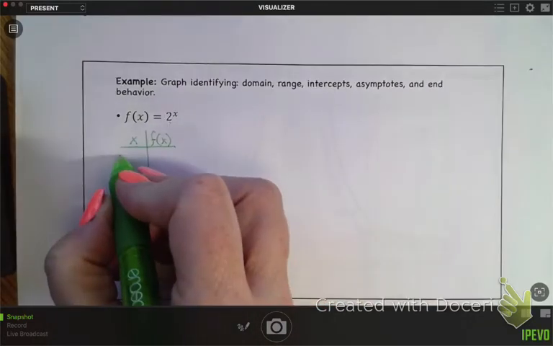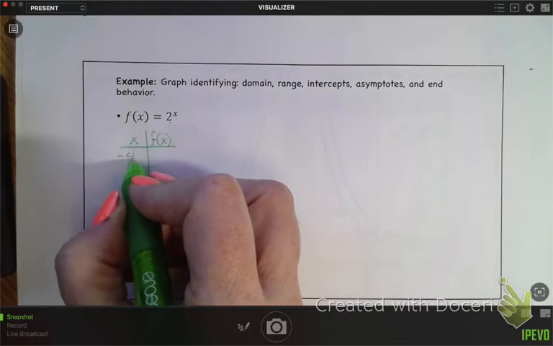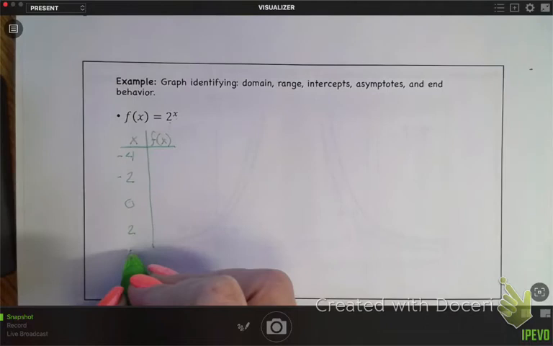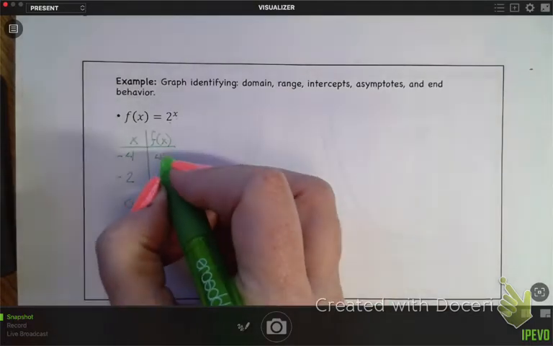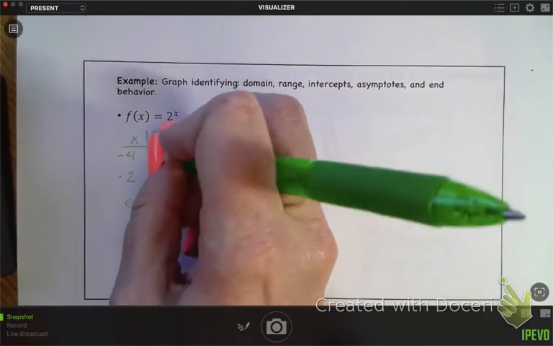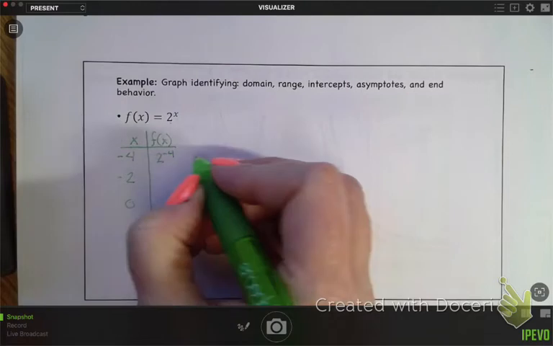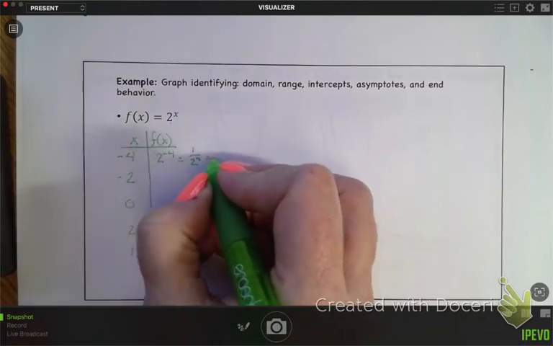So if I have negative 4, negative 2, 0, 2, and 1. When I plug those in, I get 4. Oh, nope, I don't get 4. I get 2 to the negative 4th. So 2 to the negative 4th, which is really 1 over 2 to the 4th, which is 1/16.